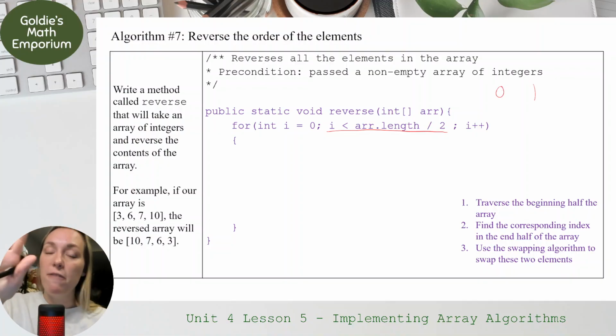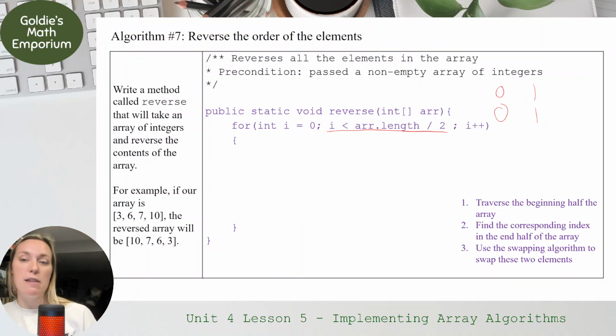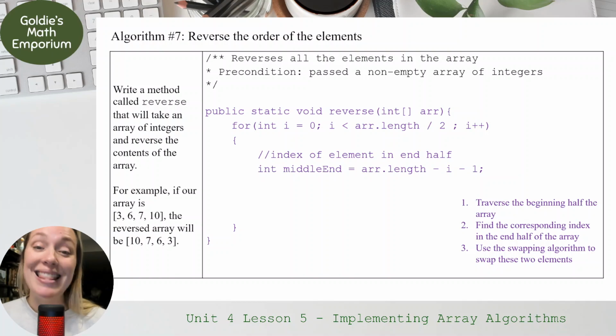If my array is length 5, 5 divided by 2 is still 2. So that still means I'm going through just indexes 0 and 1, and I don't touch index 2, which would be my middle index. So this works, this checks out. It goes through the first half, whether or not I have an odd number of elements or an even number of elements.